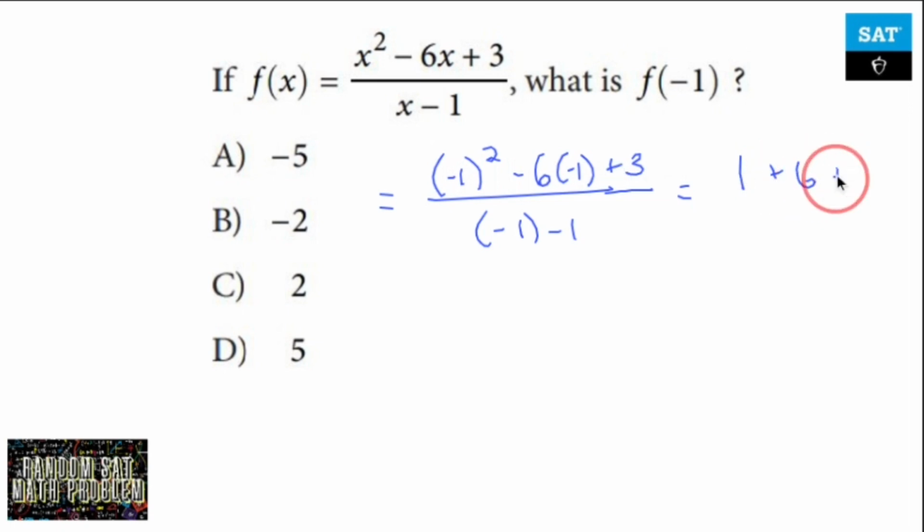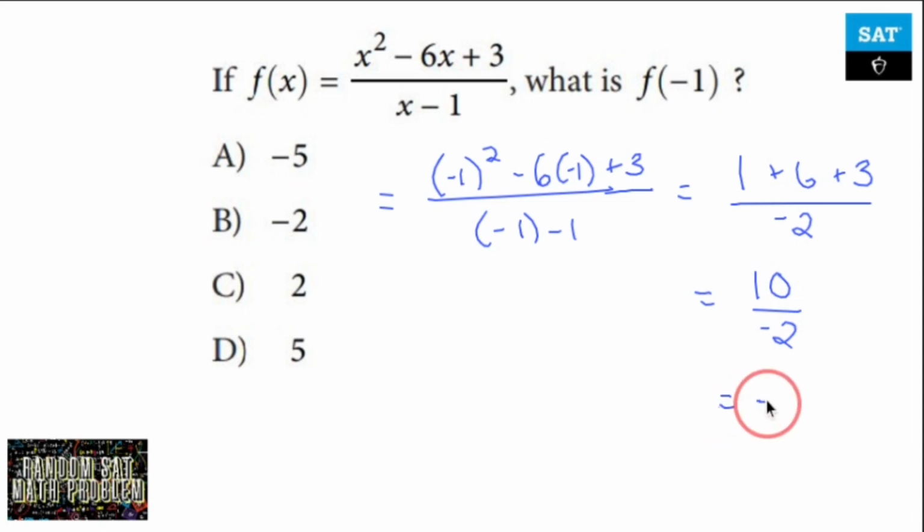6 plus 3, all over negative 1 minus 1, which is negative 2. 1 plus 6 plus 3 is 10. 10 over negative 2 is negative 5. So f of negative 1 is negative 5.